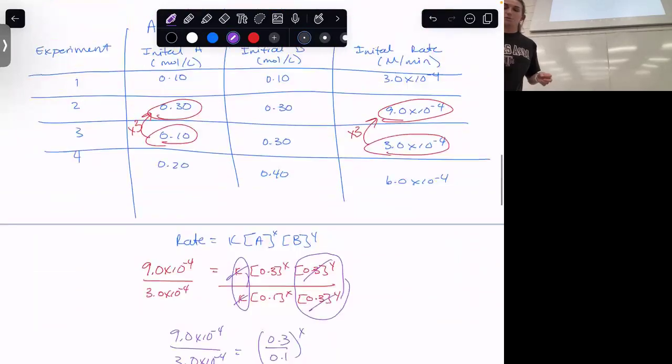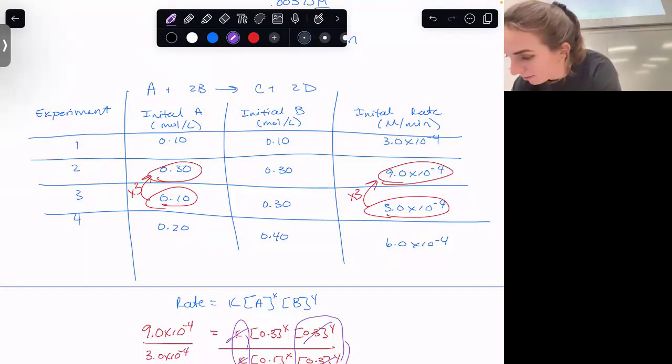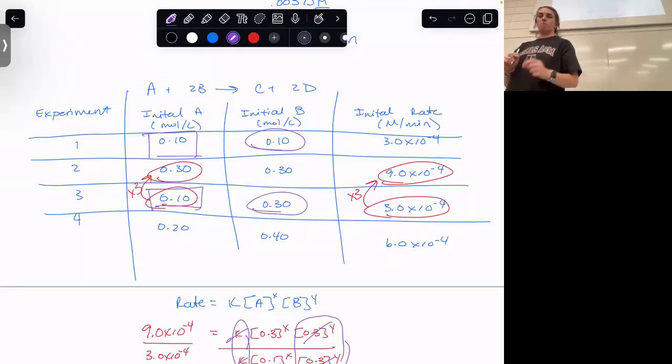What about B? What experiments are we looking at for B? Yep. So we want to look for when A is staying the same, but B is changing. So what experiments are we looking at there? Yeah, I like 1 and 3, right? For 1 and 3, we have A staying the same, but B is changing in those.